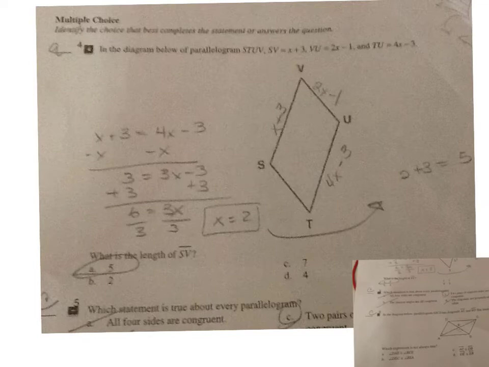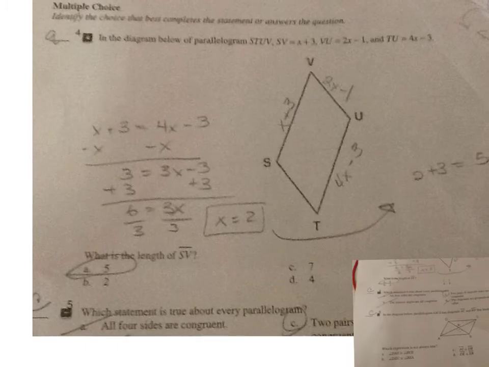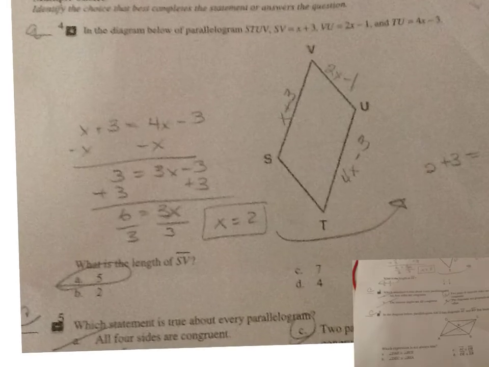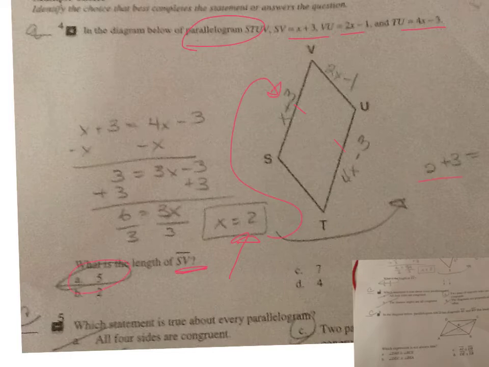Number 4, in the diagram below of the parallelogram STUV, what we're looking at is SV, VU, and TU. I labeled them as shown, and you just have to understand that if it's a parallelogram, you know that the opposite sides are going to be congruent. So when I set these two equal to each other and solve, I get x equals 2. Then I go back to answer the question, which is the length of SV. I'm going to plug in 2 here, and I'm going to get 2 plus 3 equals 5. That's why the answer is A.